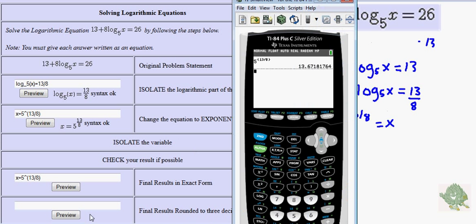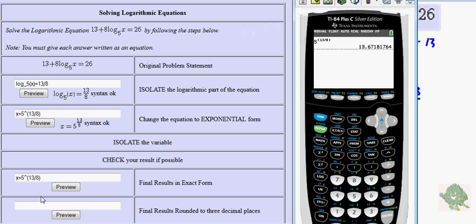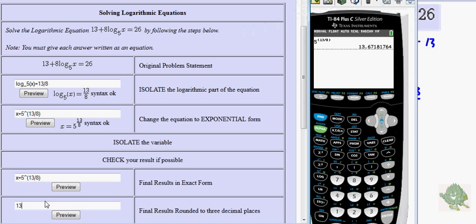I've already forgotten it. I have a short-term memory. So 13.672 goes right here. 13.672. Hilarious.